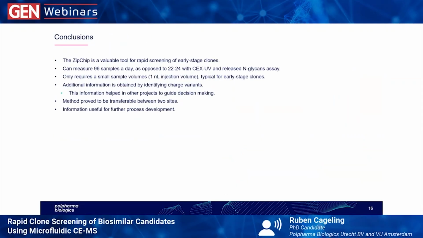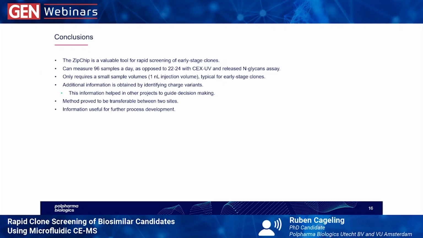So to conclude this part of the study, the ZipChip for us is really a valuable tool for rapid clone screening of early stage clones. One of the benefits is that it can measure 96 samples a day. And as I said, these sample numbers are typically high, so this is really valuable to get the data quickly. With other techniques, you would end up with 22 to 24 samples a day.